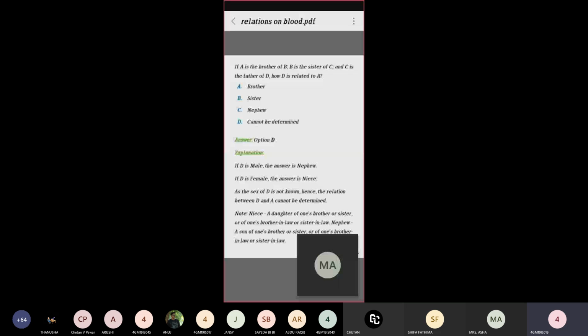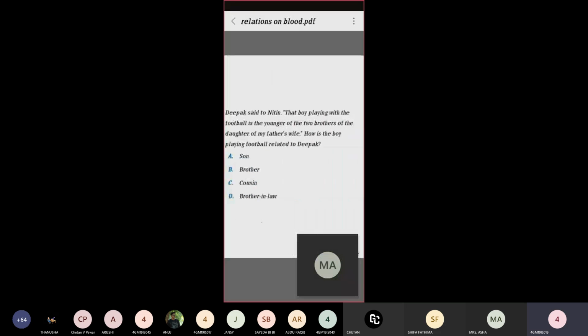Now the question is how D is related to A. If D is female, the answer is niece. If D is male, the answer is nephew. In this question, there is no particular gender mentioned. So the answer cannot be determined. Option D is correct.